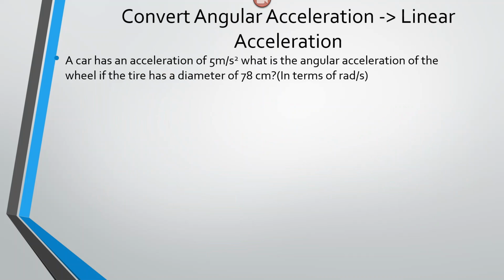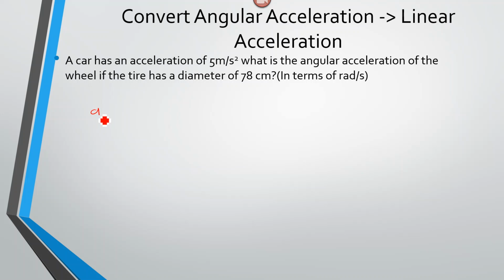And then we can do the other way around. So we can convert angular acceleration into linear acceleration. I'm sorry, so this is converting linear acceleration to angular acceleration. A car has an acceleration of 5 meters per second squared. What is the angular acceleration of the wheel if the wheel has a diameter of 78 centimeters, in terms of radians per second?